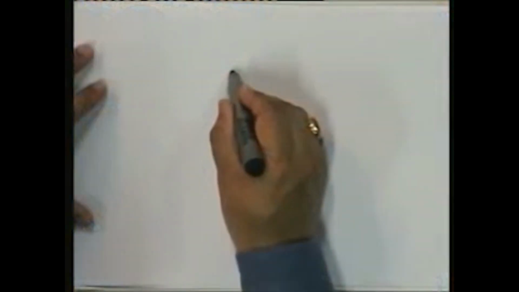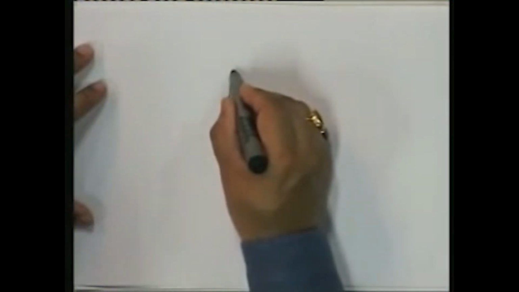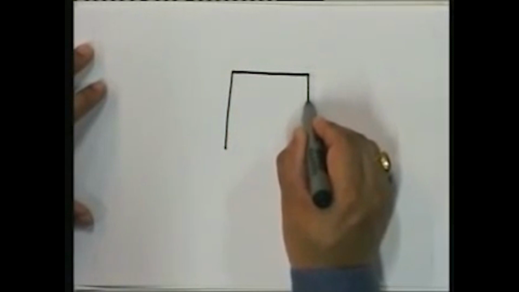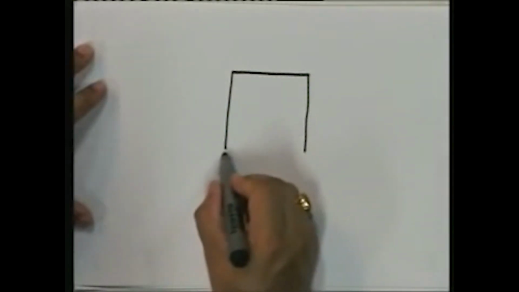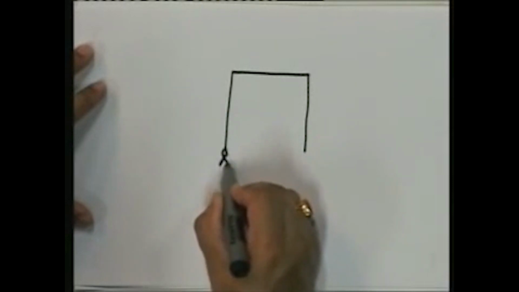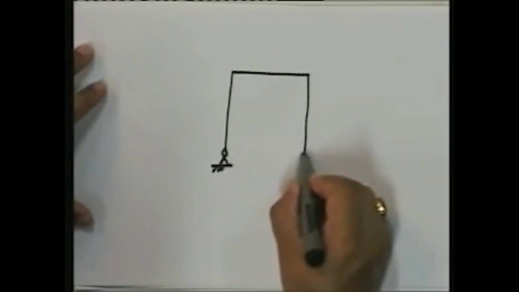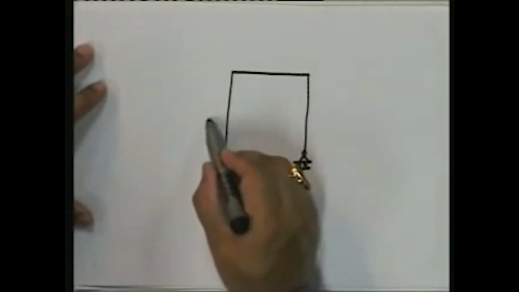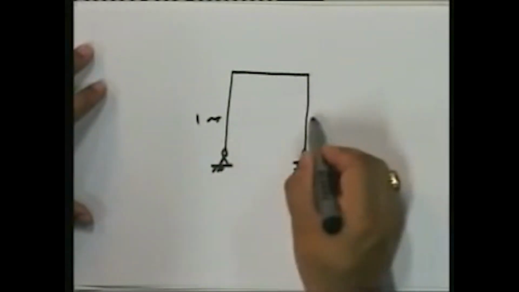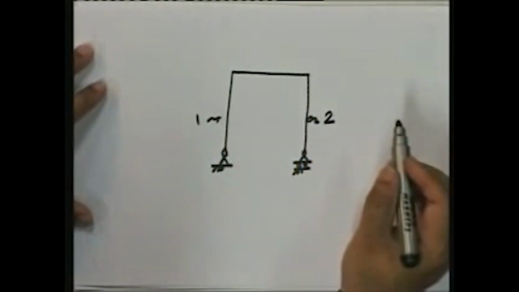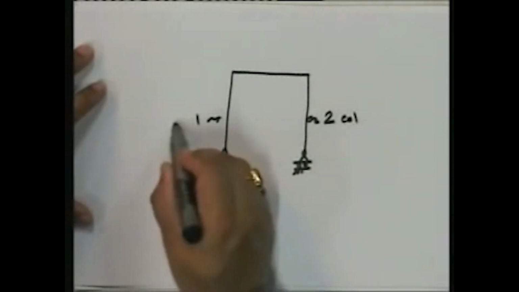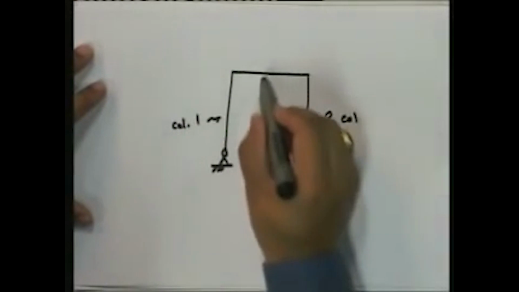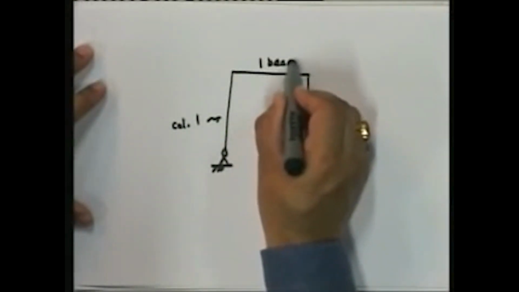What kind of structure is made out of beam columns? A planar frame. Let's look at a planar frame. Let me draw a planar frame. The simplest kind of planar frame that we can have. It has one column, and two columns. One column, two column, and one beam.